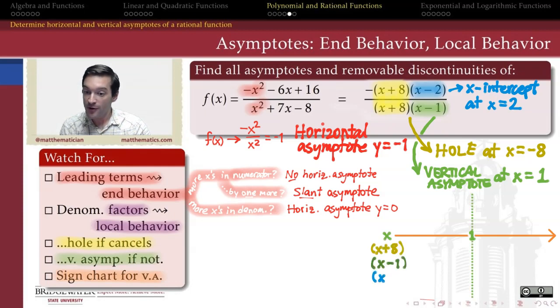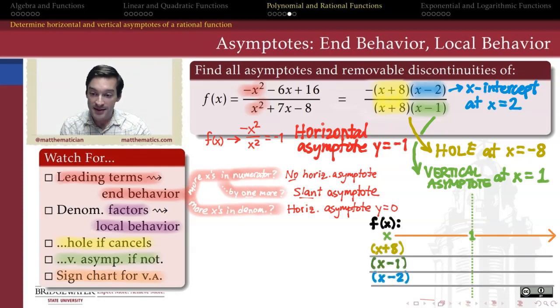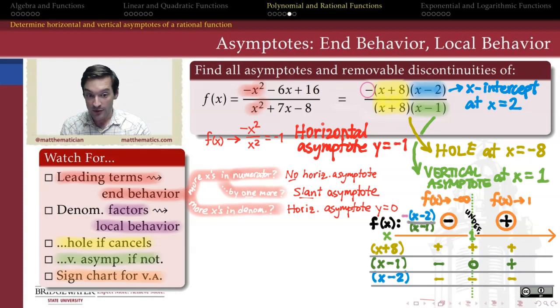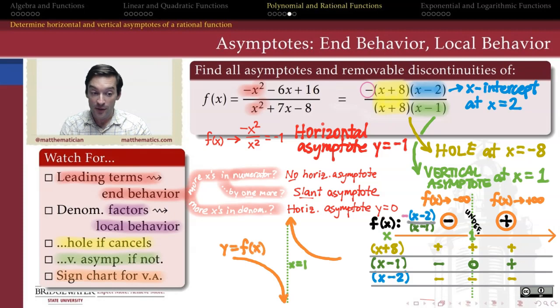Now, near any vertical asymptote, we can make a sign chart of all the expression's factors, and then use that sign chart to classify the function's local behavior near that asymptote. Whether it goes to positive infinity or negative infinity on each of the left side and the right side of that vertical asymptote can be determined by a sign chart.